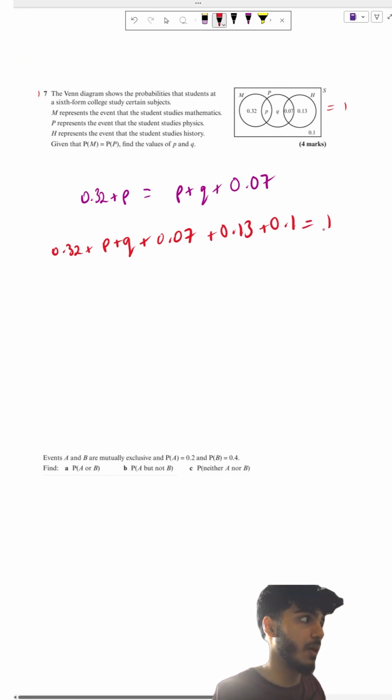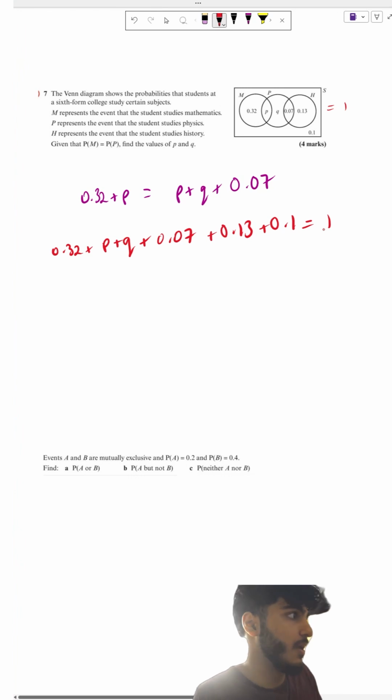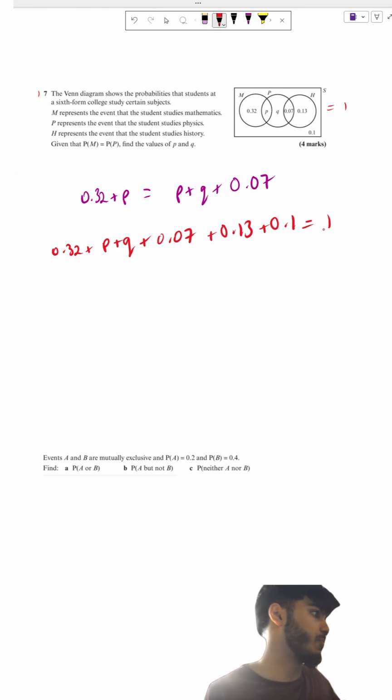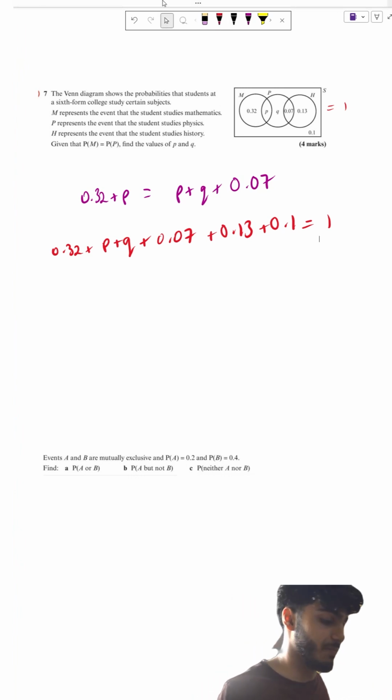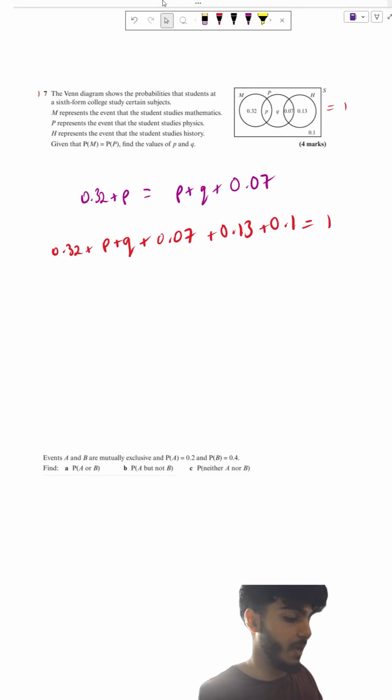Hopefully this is ringing some bells. Hello guys, how's everyone doing? Make sure you have your calculator. Get some paper as well. I'm just going to add this all together. 0.32 plus 0.07 plus 0.13 plus 0.1 is equal to 0.62.